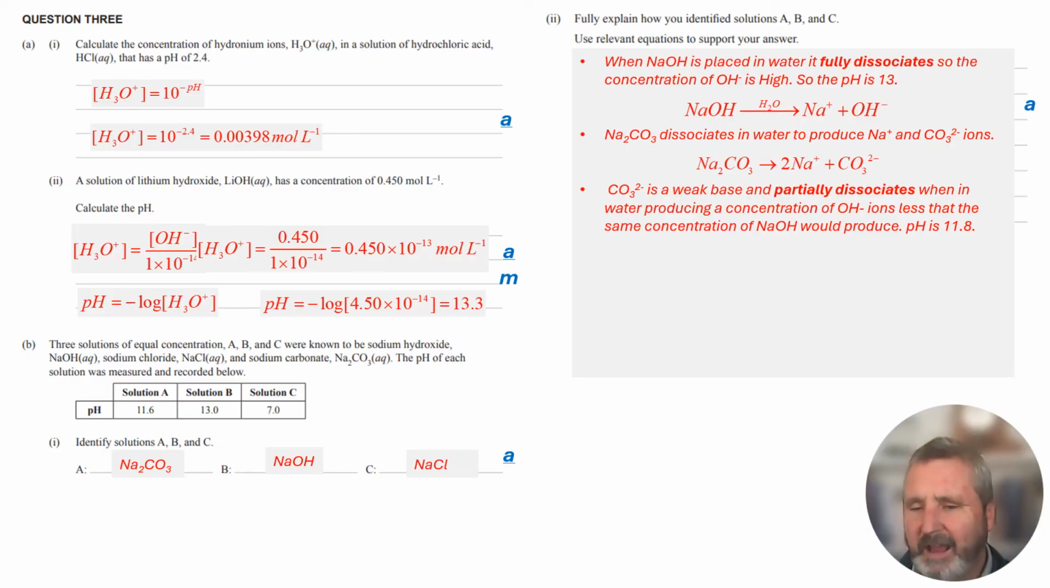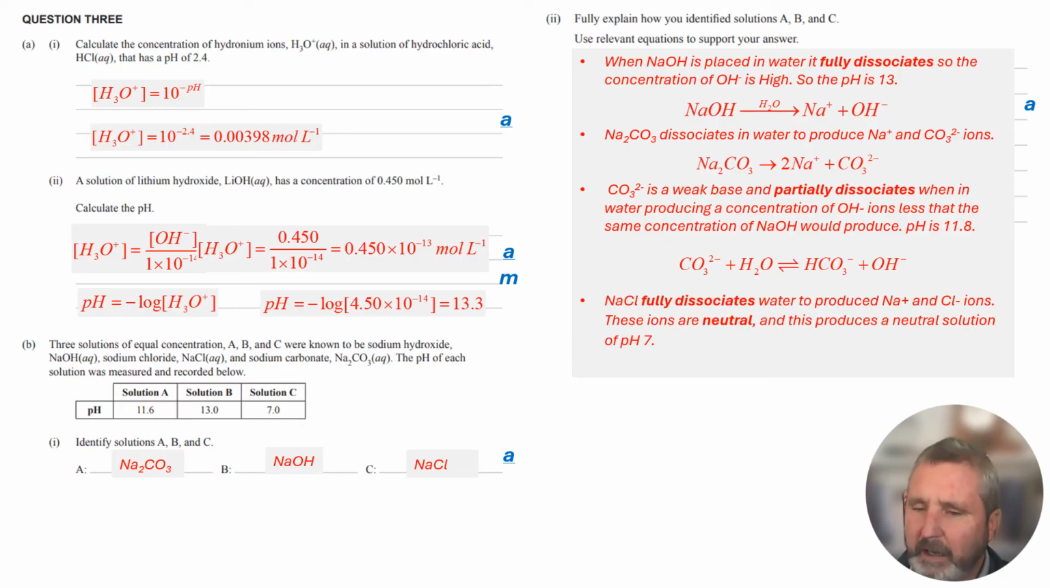So it has a lower pH, right? Not high in the 13s or 14s, but it's down in the 11s and 12s. We remember because this is acting as a base, it accepts one proton, it becomes this hydrogen carbonate or bicarbonate ion, produces hydroxide ions, and it has this double arrow because it's partially dissociating. Sodium chloride fully dissociates in water, produces sodium and chloride ions. Look, these are neutral. Sodium chloride is neutral. That's why it has a pH of 7.